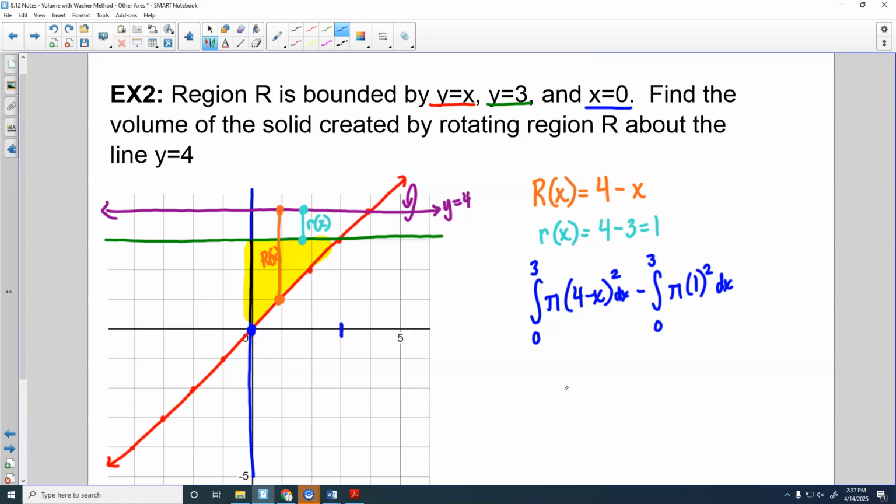However, a lot of times you'll see this, especially if it's a setup problem and it's multiple choice, a lot of times you'll see it all as one integral. So if they do that, the pi will be pulled out front. You'll have your 0 to 3, and it will be your capital R squared, so 4 minus x squared, minus lowercase r squared, which is just 1 squared, dx.